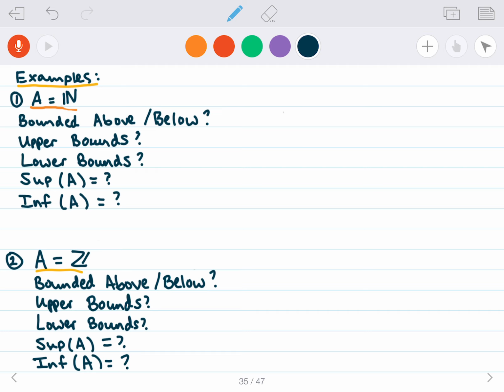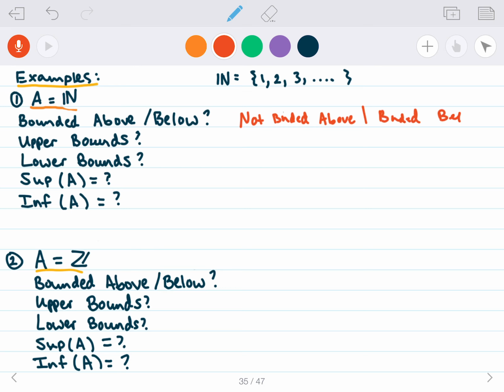Are the natural numbers bounded above or below? Recall that the natural numbers include 1, 2, 3, and so forth, just your counting numbers. So yes, they are bounded below, but they're not bounded above, right? Because this goes on forever and ever. You can never find a number bigger than or equal to every single number in the set. So the answer here is not bounded above, but it is bounded below.